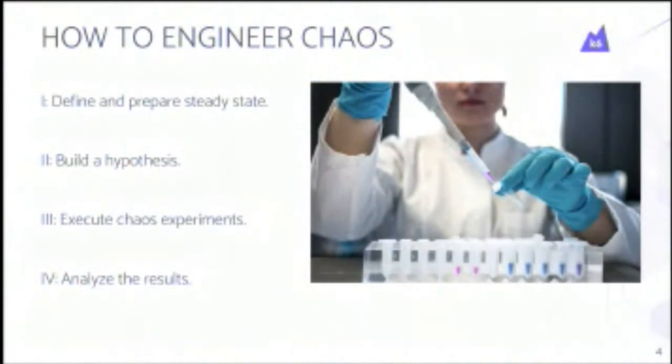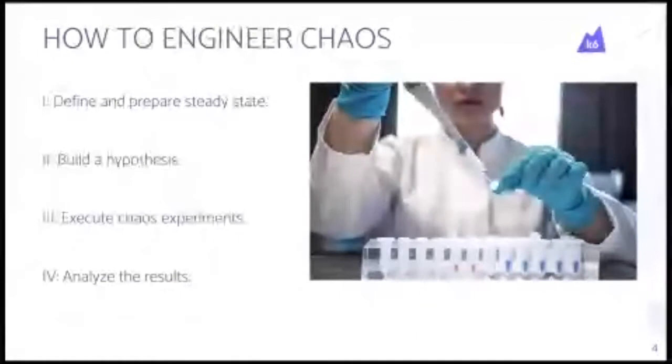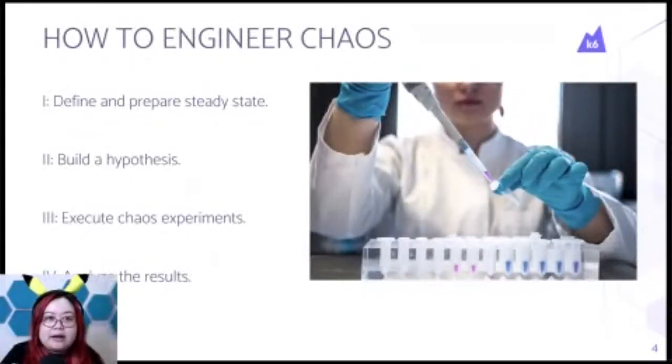There are 4 steps to engineering chaos. In the first step, we will define and prepare a steady state. Think of this like the control group. Before we start running tests and trying to break things on purpose, we need to have a good understanding of what normal looks like for our application. That way, we'll have a baseline to compare our test results to.